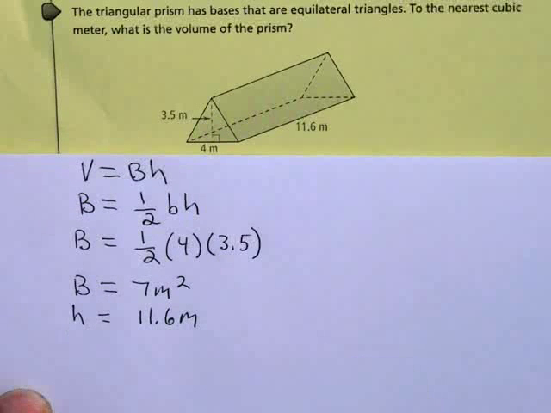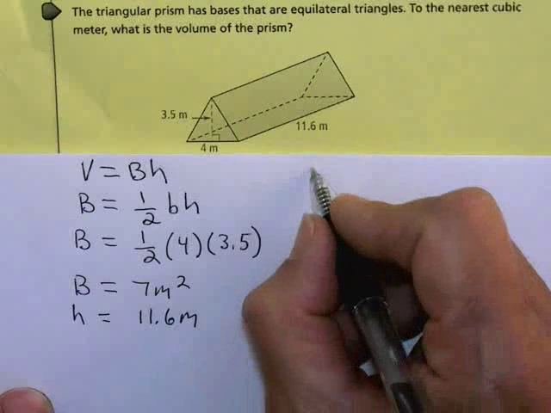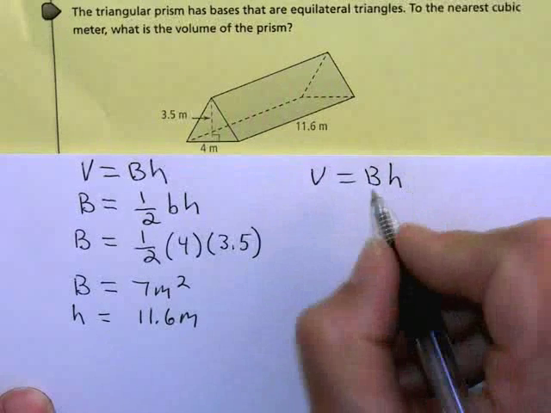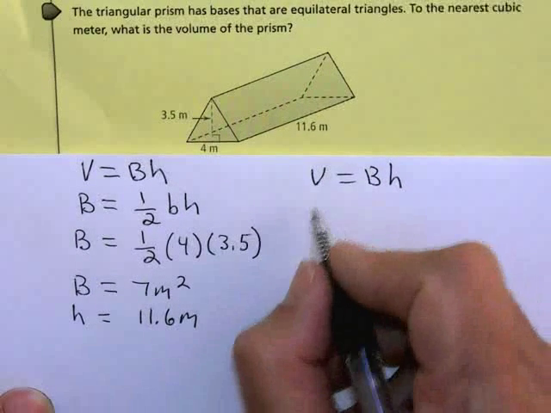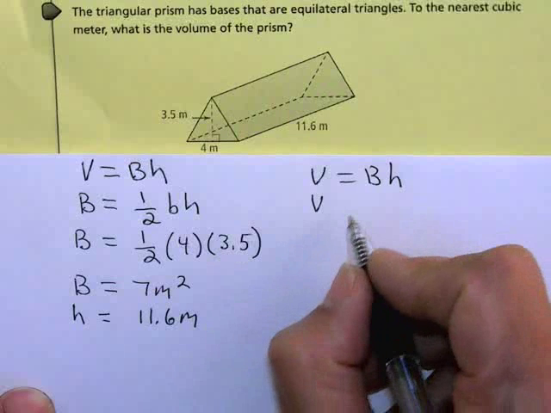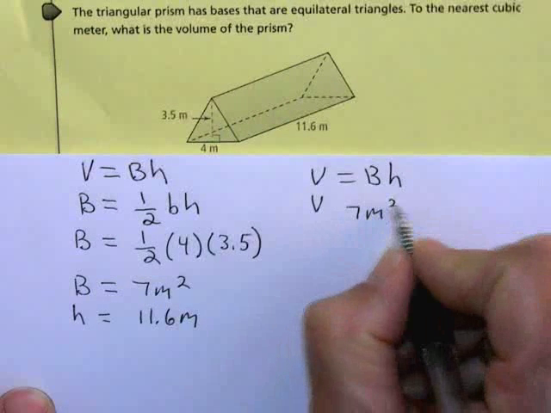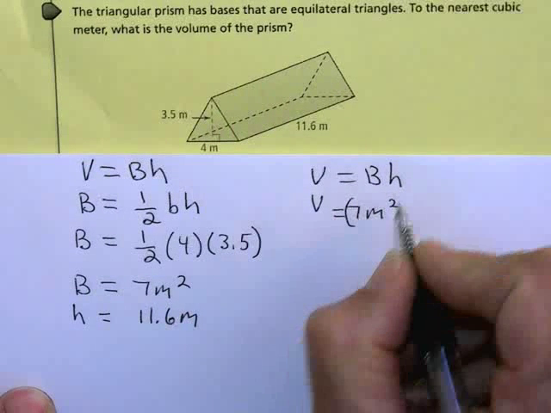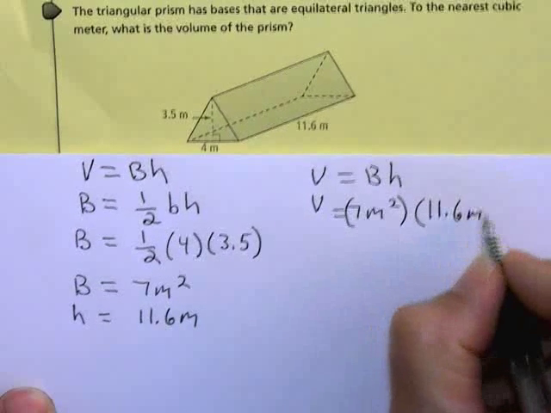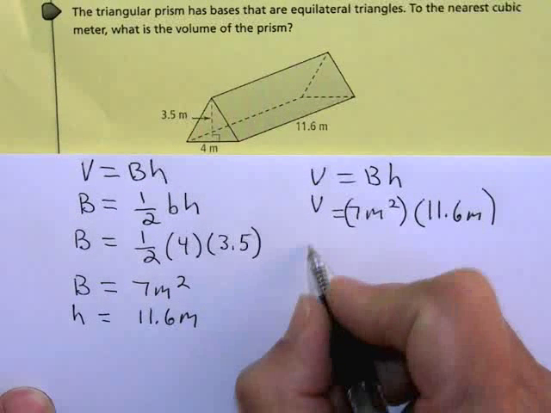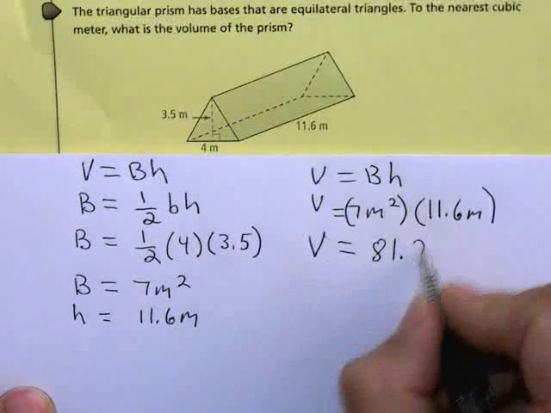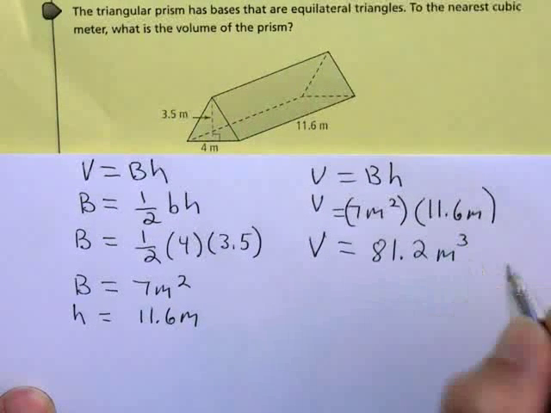And now let's go back to our formula, and volume is equal to the base, capital B for area, multiplied by the height. So we've now got a base of 7 meters squared. And we're going to multiply that by the height of 11.6 meters. And that's going to tell us that our volume equals 81.2 meters cubed.